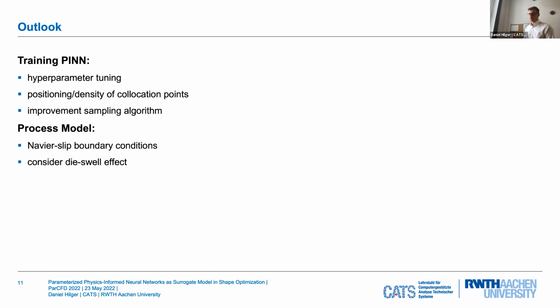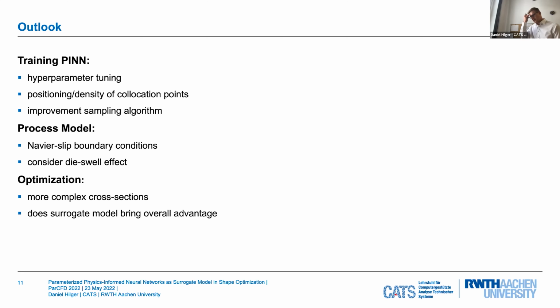Further, of course, there's always some room for improvement with the process model. We can try to implement further boundary conditions that have been used in finite element computation, and consider, for example, the swelling in our model. For the optimization part, we in the end can look at what happens if we use more complex cross-sections or more hyperparameters, and how this affects the performance of the surrogate model.